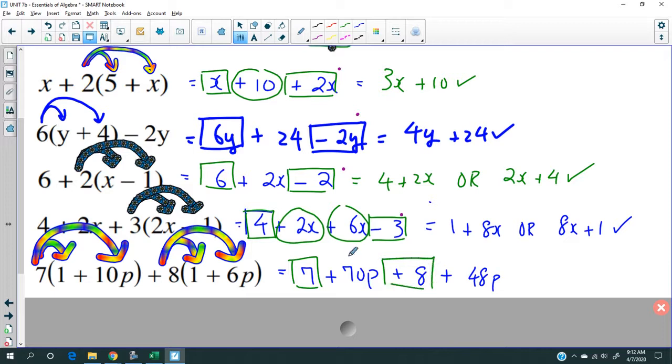Again, notice how I've not deviated from what I said at the beginning of the lesson today, right? Distribute, combine. Okay, notice everything is distributing and then combining, right? So all this is distributing, all this is combining. Having said that, I'm running out of space, so let's do the letters first. So 70p plus 48p, what is that? 118p, right? And then plus 15.